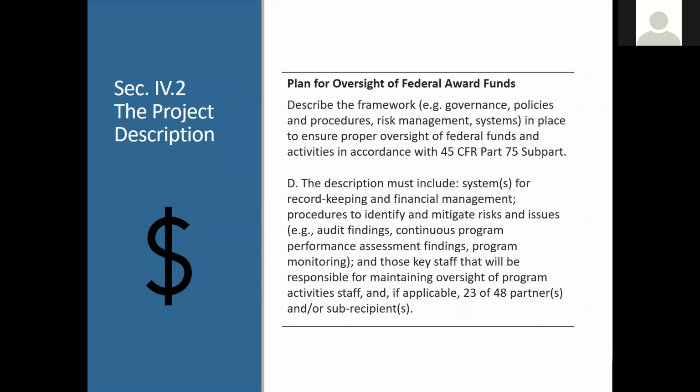The plan for oversight of federal award funds section should describe the framework, which would include the governance, the policies and procedures, and the risk management systems, which are in place to ensure proper oversight of federal funds. The description of this oversight should include the systems for record keeping and financial management, procedures to identify and mitigate risks and issues, and the key staff that will be responsible for maintaining oversight of program activities.